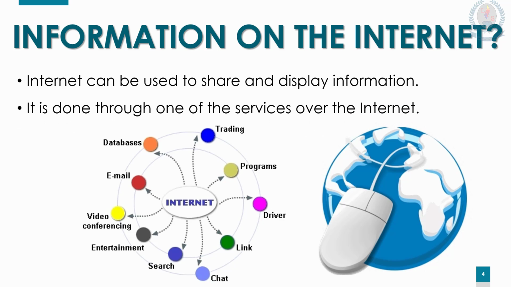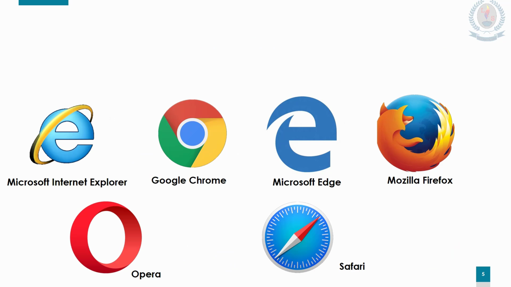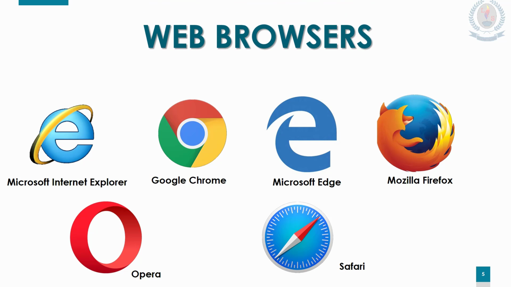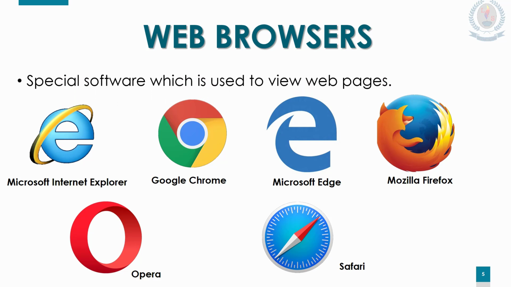So to access the Internet we need a web browser. That means when you want to type a document, you simply open the Word document. Same way, when you want to access the Internet, you simply double click on one of these icons. Now these days the most popular one is Google Chrome. Microsoft Internet Explorer is the older one, and Mozilla Firefox is kind of old, and Opera, Safari, Edge, these are the new versions. So it is special software which is used to view web pages.